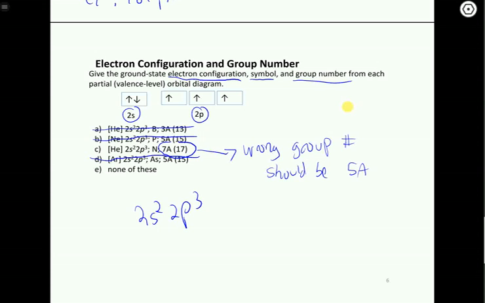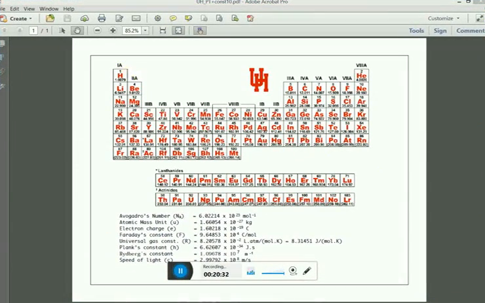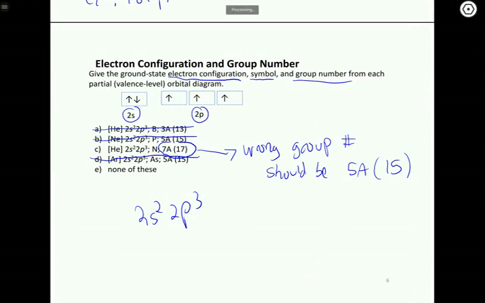In an alternative format, that would be 15. So those Roman numerals, the Arabic numerals 1 through 18, are not given on your periodic table. We're given Roman numerals, and again they have 1A, 2A, 3A, 4A, 5A, 6A, 7A, 8A, and then the transition metals are labeled with B's. So there's two different numbering formats, and when we give you these answer choices, we give you both of them.